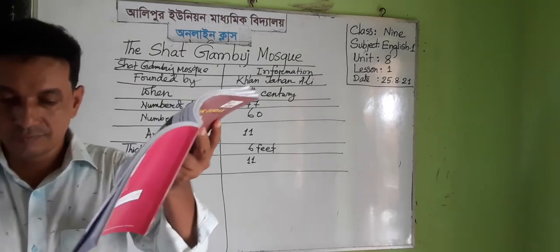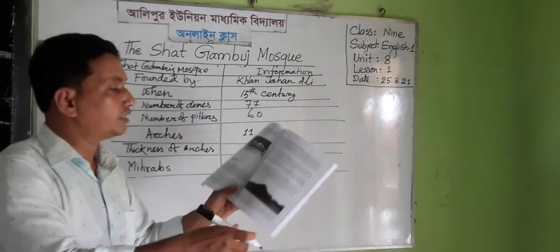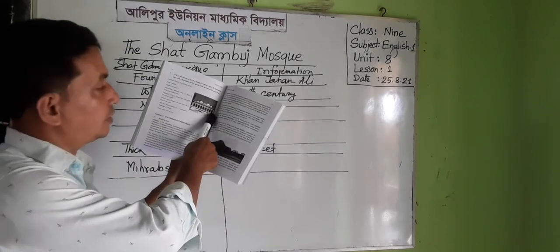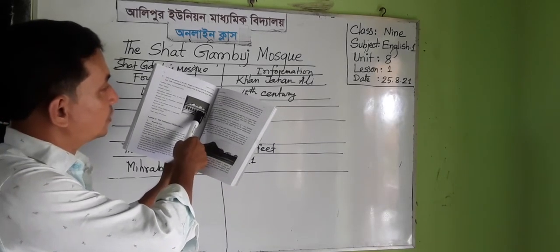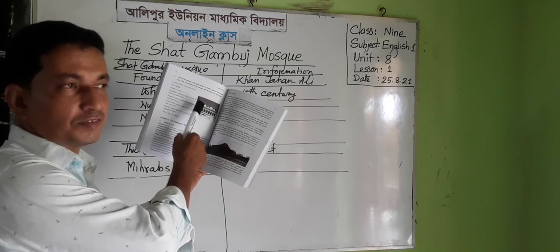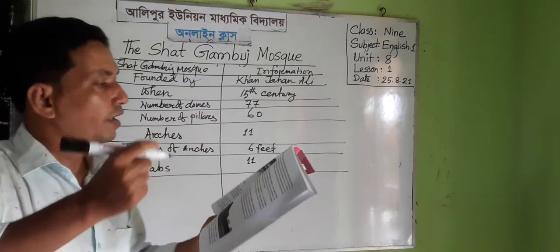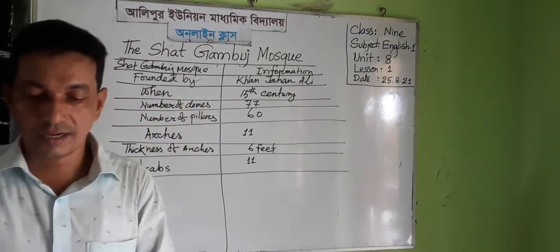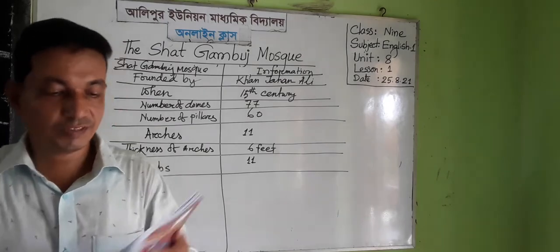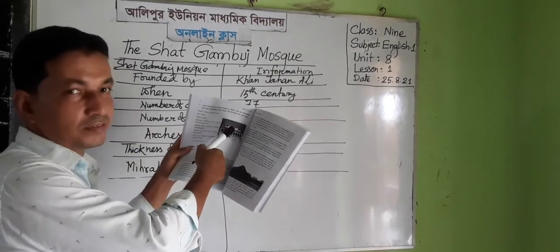You may see the picture, another type of mosque, and this mosque is situated in Dhaka. And read the information, because there is some information about the mosque.